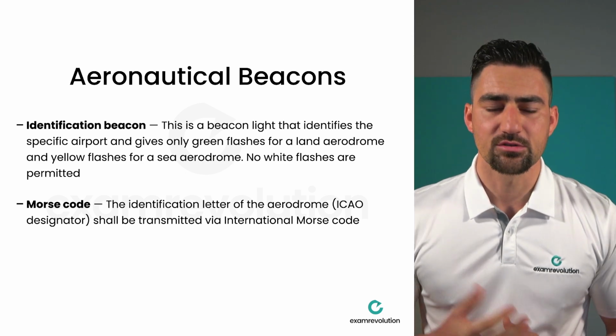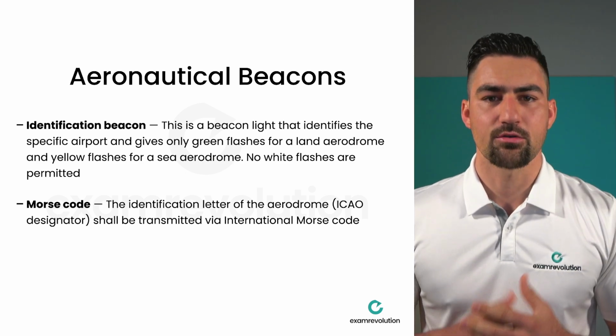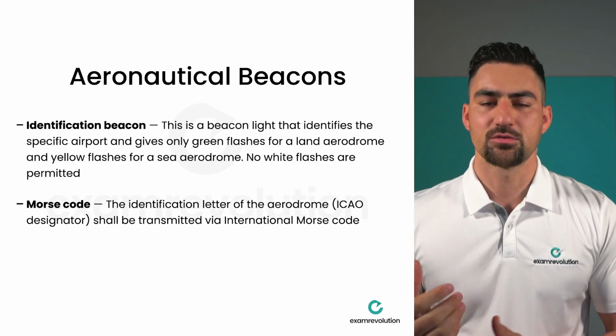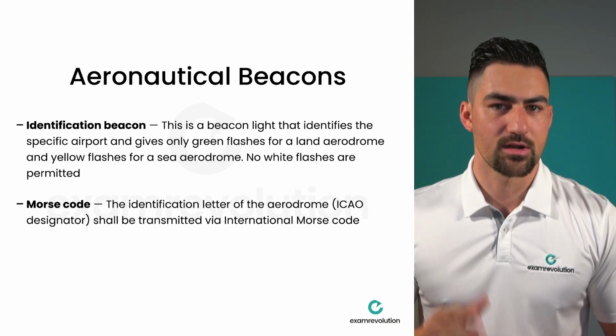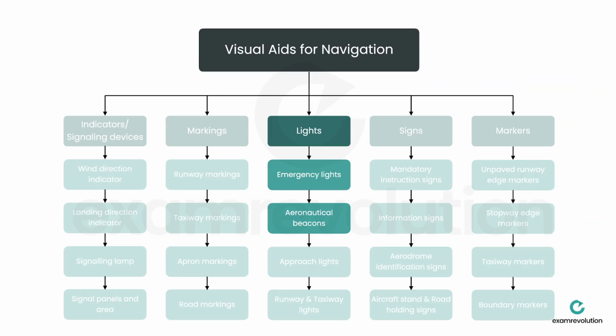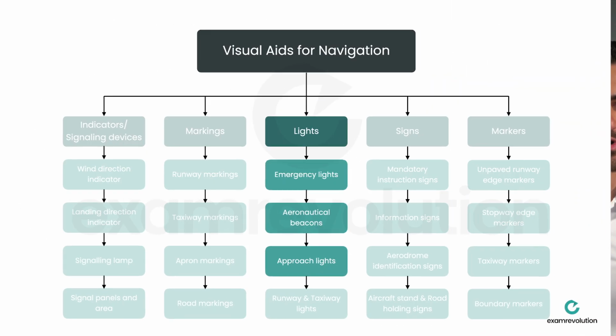And therefore you struggle to see the airport, and therefore they have these aeronautical beacons, which just makes it a little bit easier for the pilot to be able to see the aerodrome from a distance already, so that you know exactly where to fly to. So that is aeronautical beacons. Now let's move on to the big one, which is our approach lights.